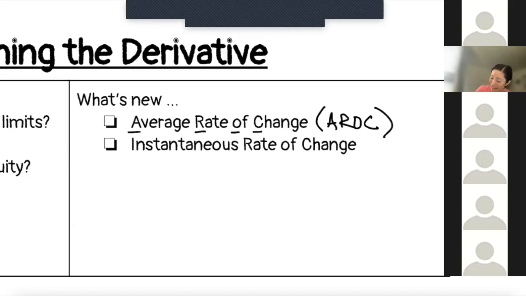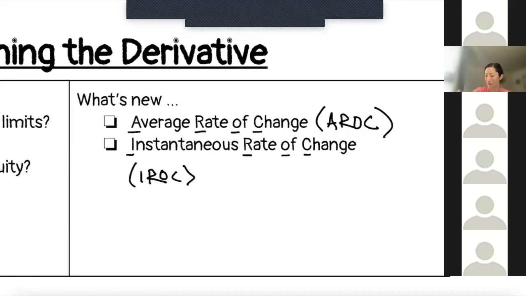And then similarly for instantaneous rate of change, I tend to write that one as IROC. So if you see AROC and IROC, you'll see average rate of change and instantaneous rate of change in your brains.